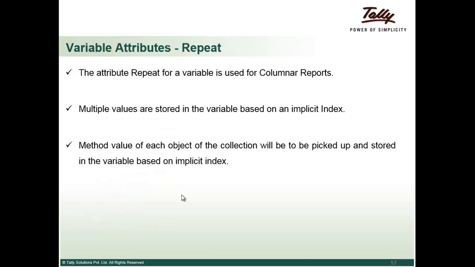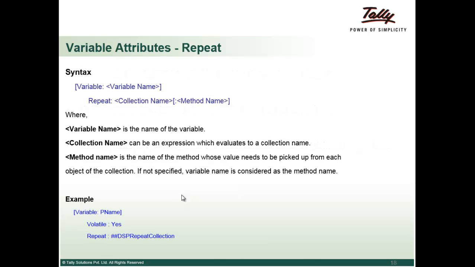Now we already saw something about the repeat attribute of the variable. We saw that this is majorly used in columnar reports. So the attribute repeat for a variable is used for columnar reports. Multiple values are stored in the variable based on an implicit index. The method value of each object of a collection will be picked up and stored in the variable based on the implicit index. Let's see conceptually how this is possible. So how do we write it? We have the variable name.